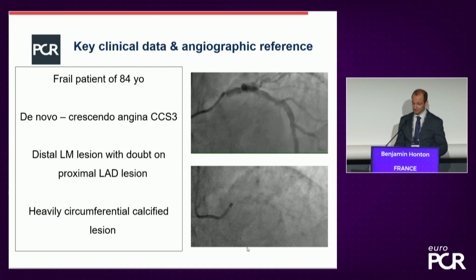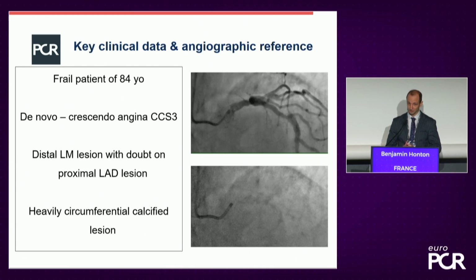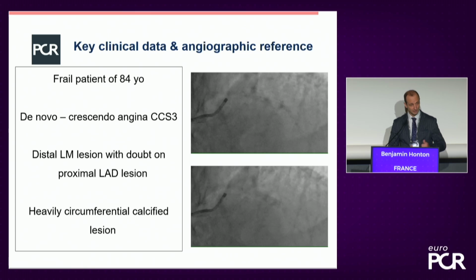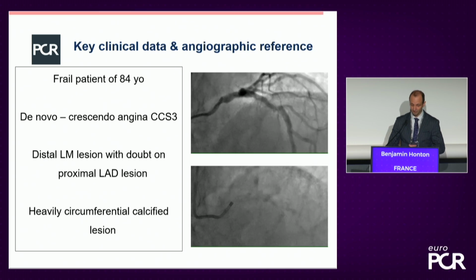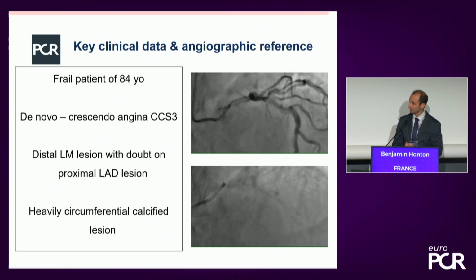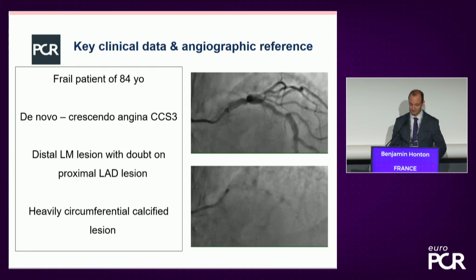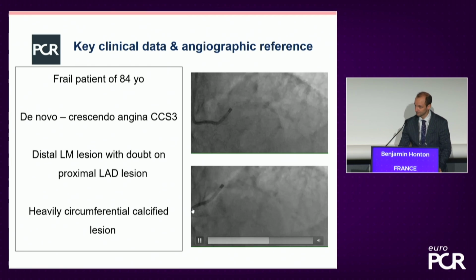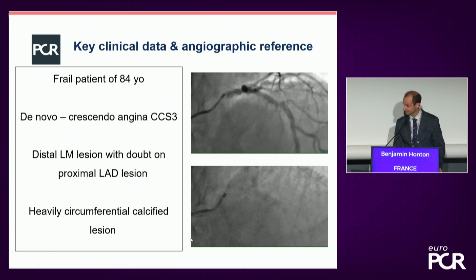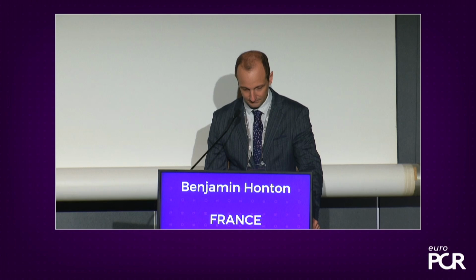So the key point of today is dealing with a frail patient of 84 years old, a typical de novo angina with a distal left main, with a doubt on the proximal LAD lesion, and with heavily circumflex calcified lesion. So thank you very much, Benjamin.